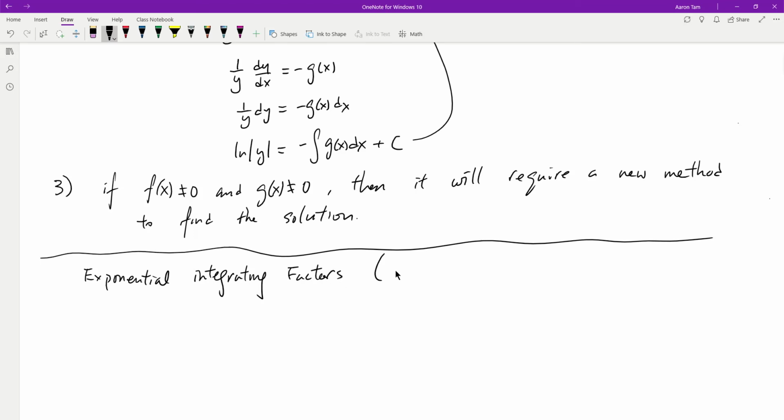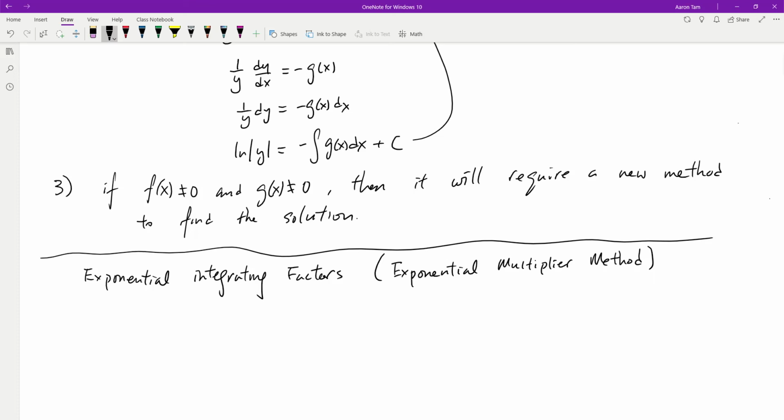Or sometimes I refer to it as the exponential multiplier method, EMM, sometimes I call that. If you think about it, it's kind of the same thing, because in exponential integrating factor, the word factor means that you're part of a multiplication, that's why it's called exponential multiplier method. So let me show you how this works.